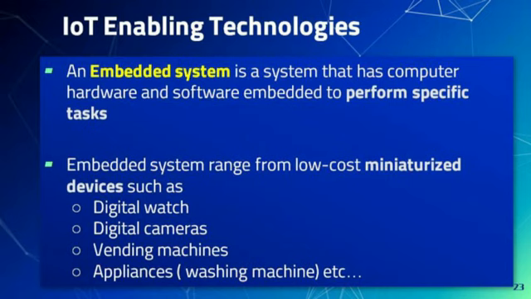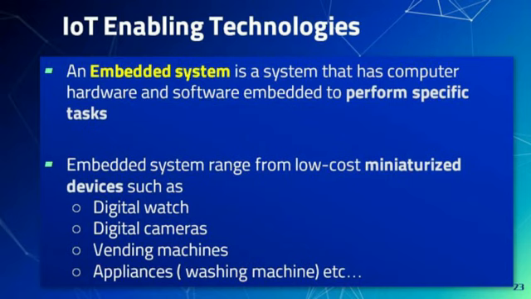We know what an embedded system is. An embedded system is a system that has computer hardware and software embedded to perform specific tasks. Embedded in the sense that software and hardware are bundled together to perform some specific task. That we call an embedded system. We shall see some examples.